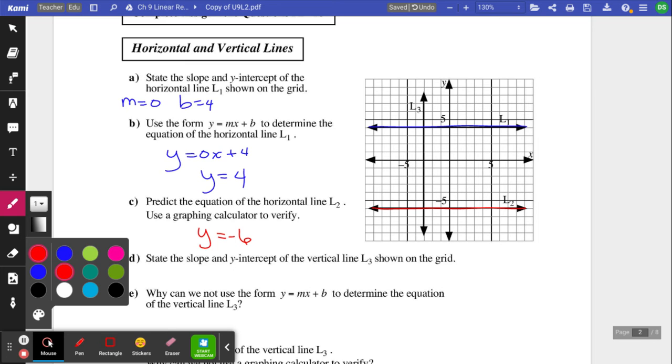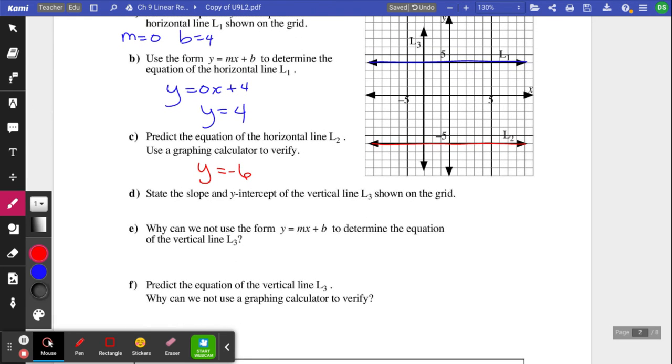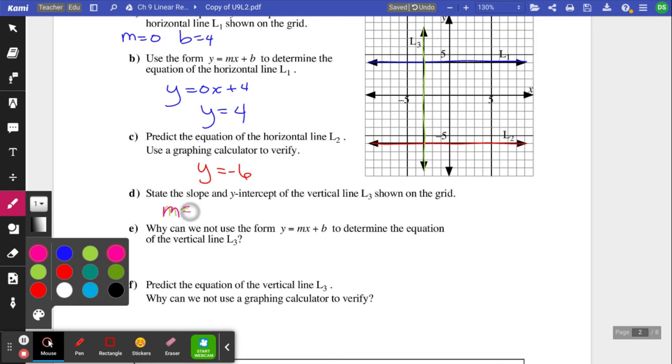Okay, so what do you think the vertical line will be? What's the slope of line 3? Line 3 is this one up here. What's the slope of that? Undefined. Undefined. Does it have a y-intercept? None. So it has a totally different equation. What do you think the equation of that's going to be?